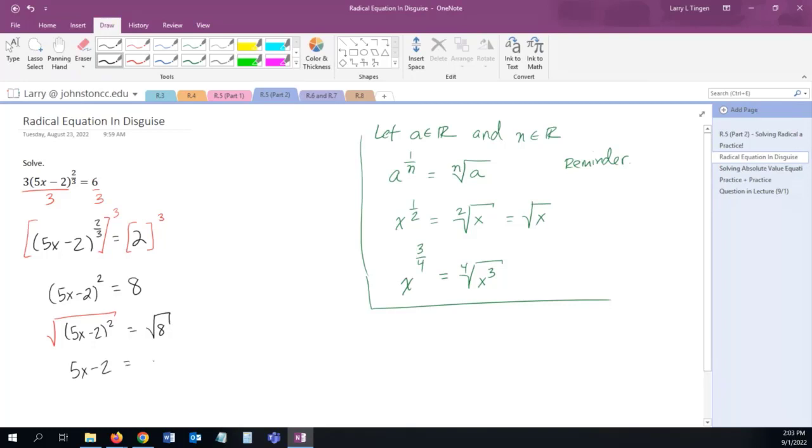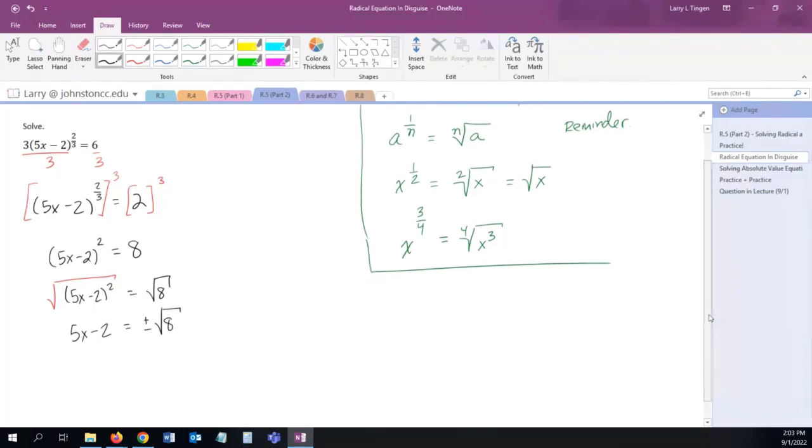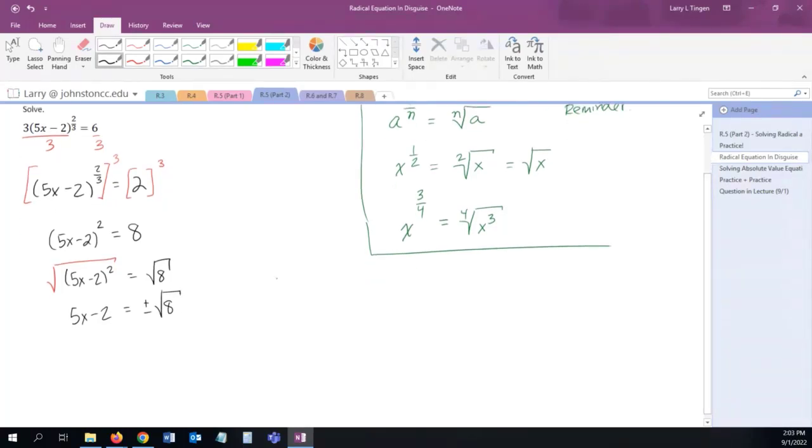On the right, I'm taking a square root of a positive real number, so I have to do both. Good question. I have to do both. On the left, I squared a square root. On the right, I've taken a square root. So I need to deal with plus and minus.